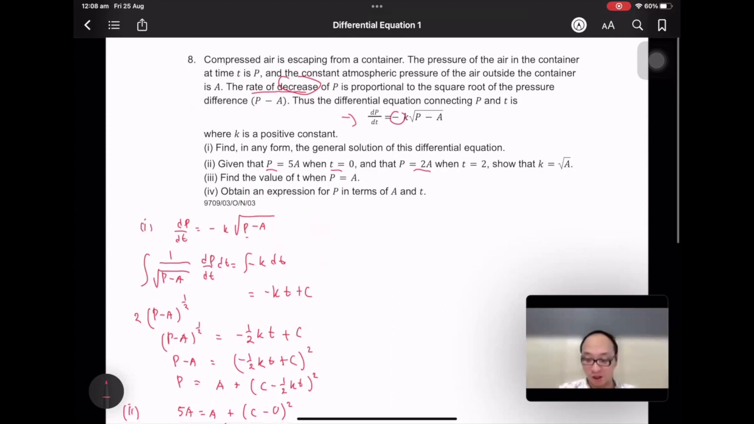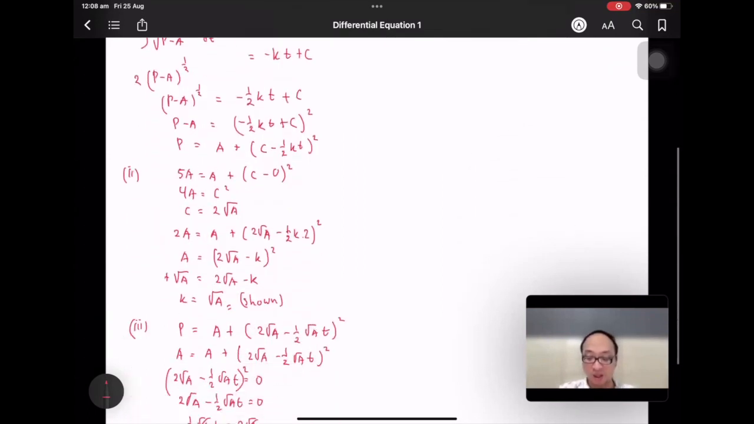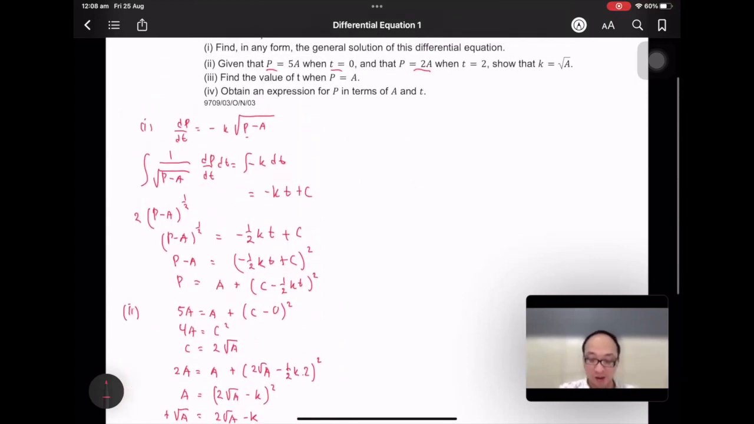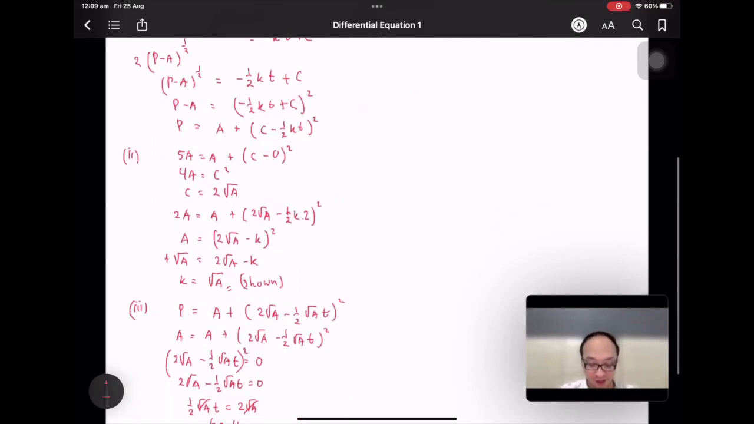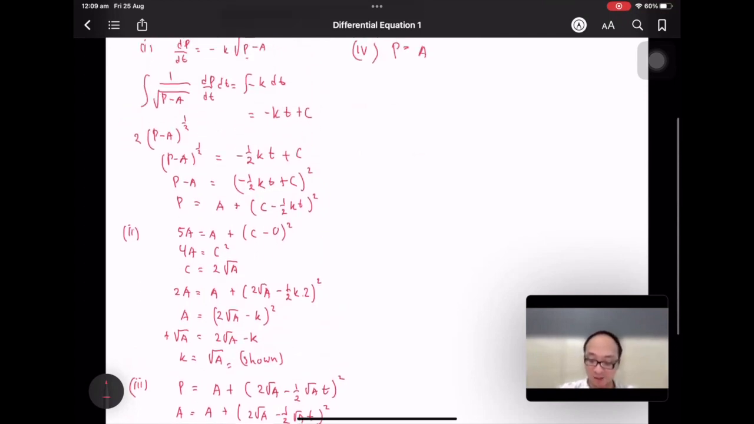And then obtain an expression for P in terms of A and T. So for the last one, the final answer is P equals A plus 2 root A minus half root A T squared.